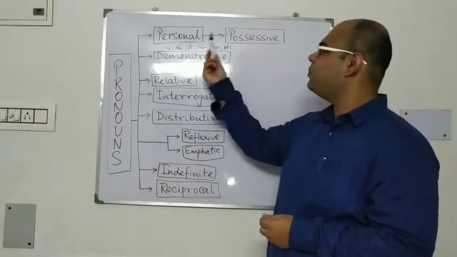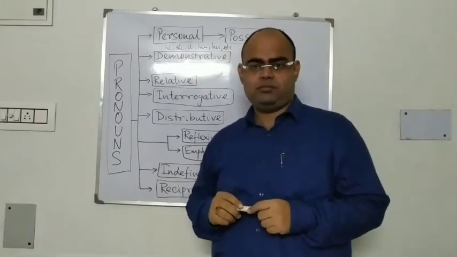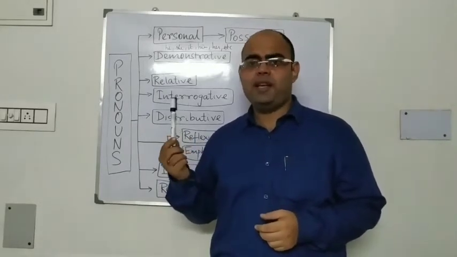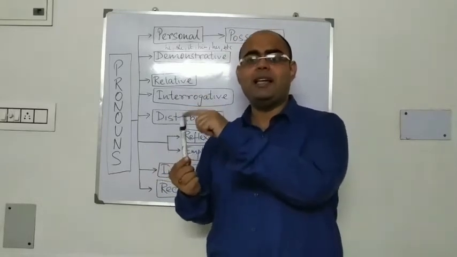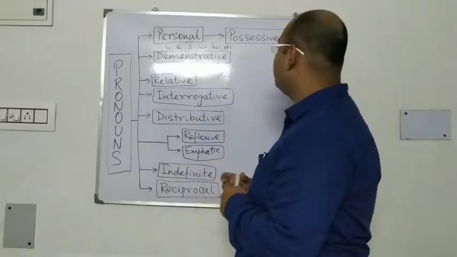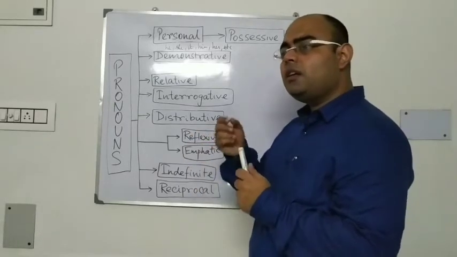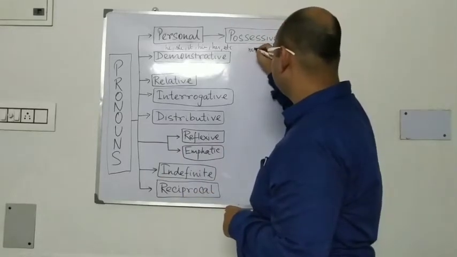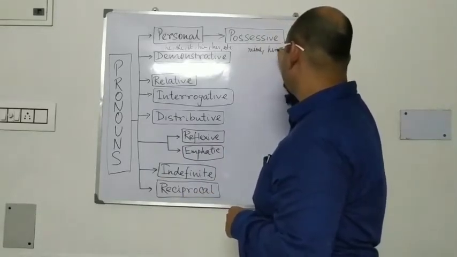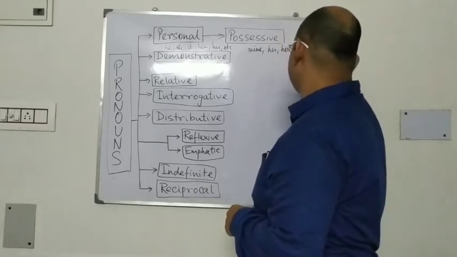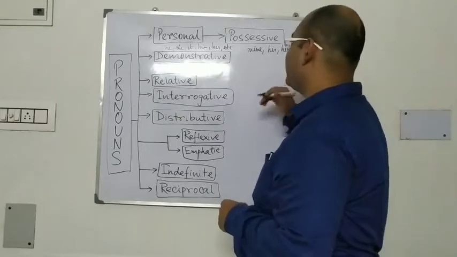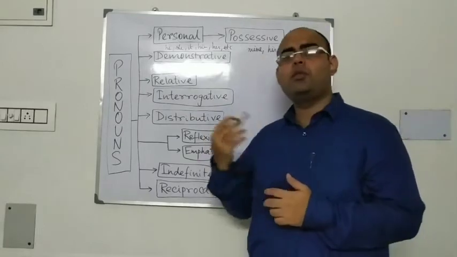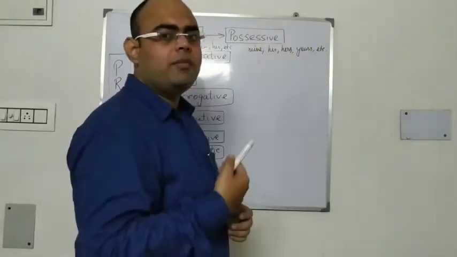Now under the category of personal pronoun comes the possessive pronoun. Possessive means it tells about somebody's possession. Suppose I say this pen is mine. The pronoun that I am using is mine. So mine is showing that this pen is in my possession. So this word mine, his, hers, yours, etc. There can be many words like this that show possession. As they show possession, they are called possessive pronouns.